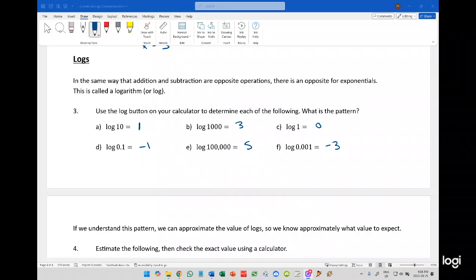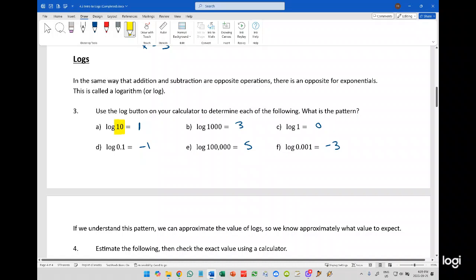Essentially what we're finding here is what exponent do we put on 10 to get the value that we're taking the log of. So for the first one, it's saying, what exponent do I put on 10 to get 10? And the answer is 10 to the exponent 1, so 1. The second one's saying, what exponent do I put on 10 to get 1,000? And the answer is 3.